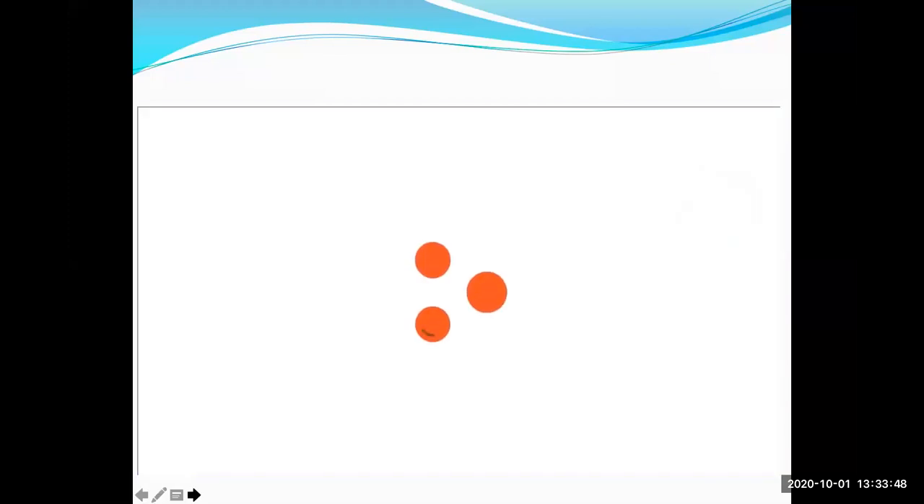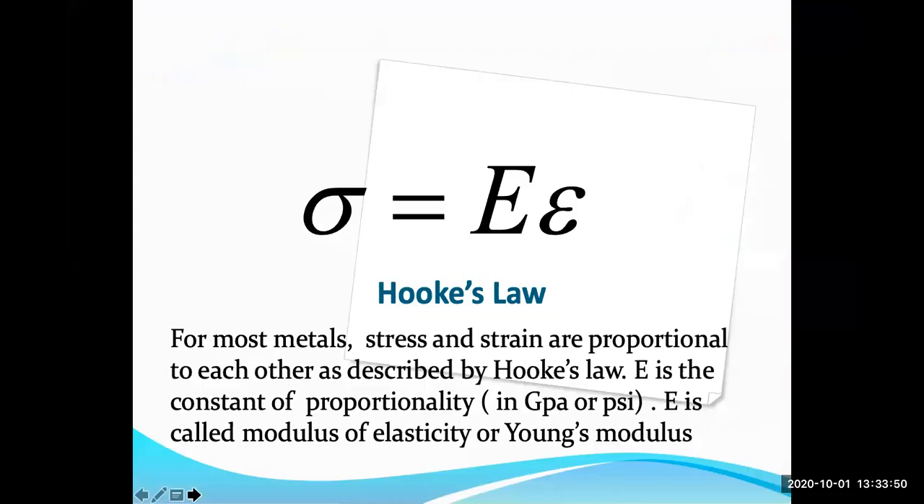Okay, so actually, you have already learned stress strain. For most metals, stress and strain are proportional to each other as described by Hooke's law, which you have just watched in the video.